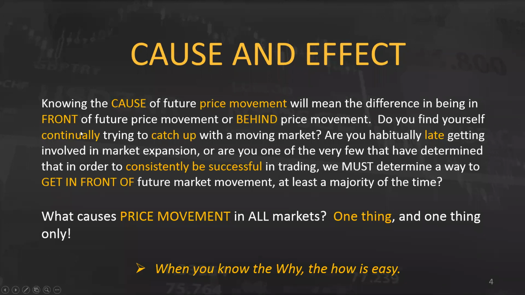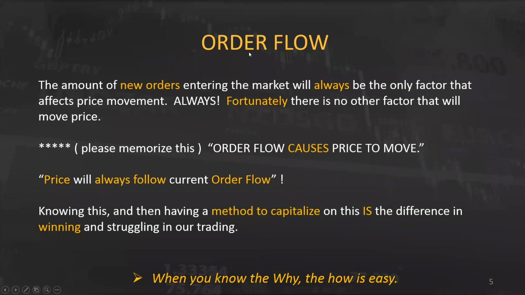Now, what causes this price movement? There's one thing and one thing only, and most of y'all probably know this. This is no big surprise. Order flow. The amount of new orders in a market will always be the only factor that affects price movement. I mean, if we get an abundance of buy orders at a certain point that are new money coming into the market, it will respond up, period.